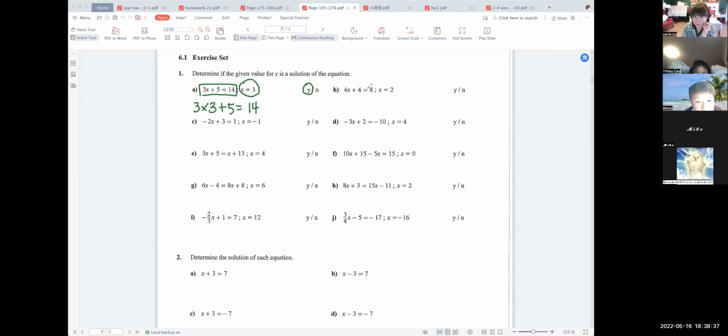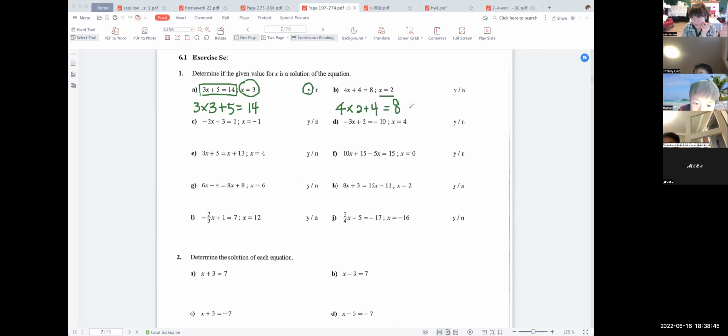So 4x plus 4 equals 8. x equals 2. So what is x? So 4 times 2 plus 4 equals 8. Is it equal or not equal? 4 times 2 equals 8. 8 plus 4 equals what? 12. Is 12 equal to 8? You wrote equals 8, so I thought the question said 8 equals here. But if it's not right, we say no. Get it, everybody?